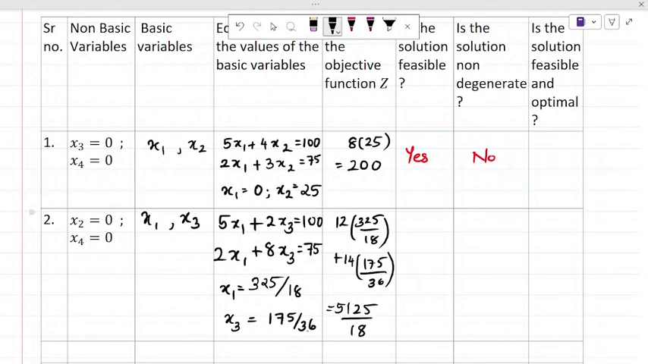Now is this a feasible solution? Yes, this is a feasible solution. Is it a degenerate solution? Yes, it is a degenerate solution because all the answers are positive.